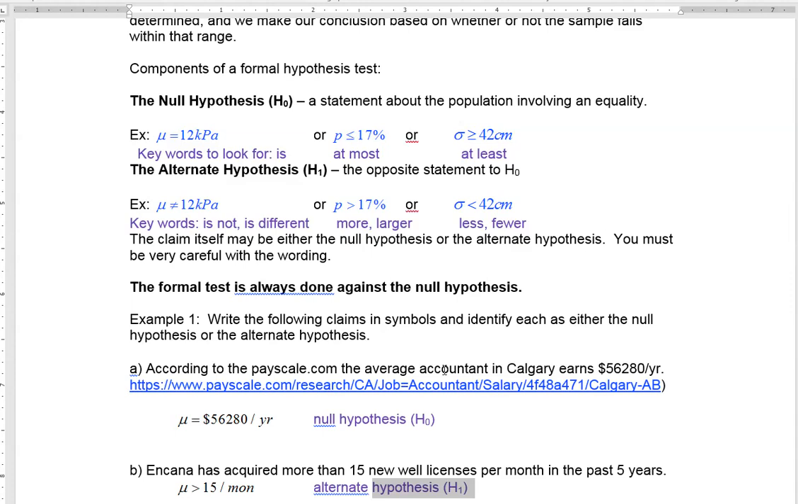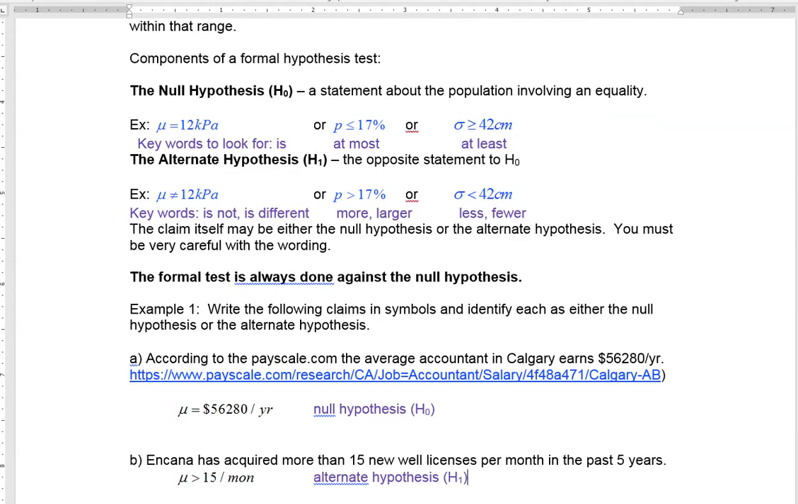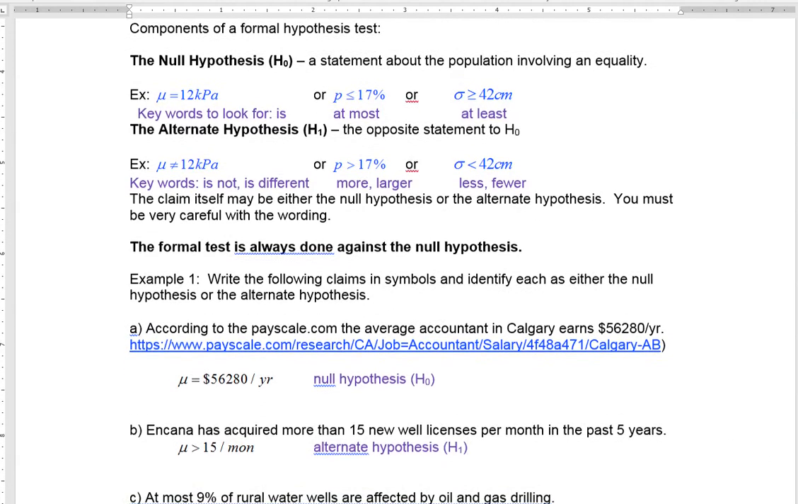And note with these hypotheses, we have different abbreviations. The null hypothesis is H with a subscript 0, and the alternate hypothesis is H with a subscript 1. Some people think of them as HI and HO, but it's actually 0 and 1. When you start having hi and ho, I always think you sound like you're one of the 7 dwarfs. And off to work we go.